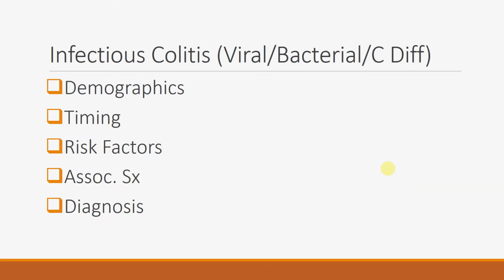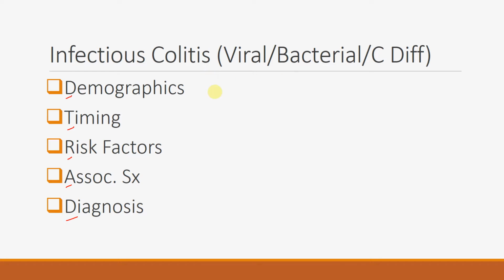So let's begin by talking about infectious colitis, including the viral, bacterial, and also C. diff. This is just a very broad structure that we're taking here. It's called the DTRAD, right? So this is really a structured approach to help us think about some of the things relating to the different types of colitis that can be used to distinguish one type from another.